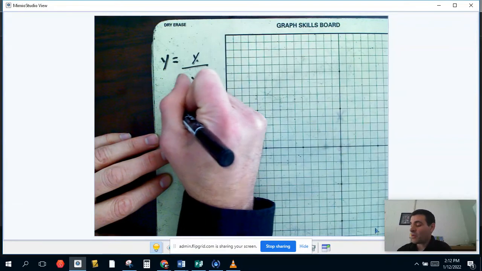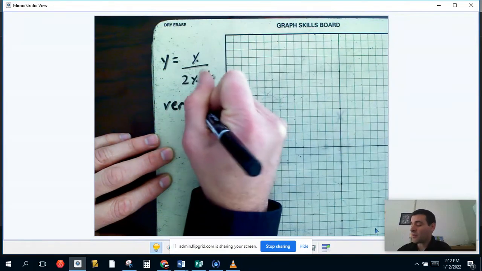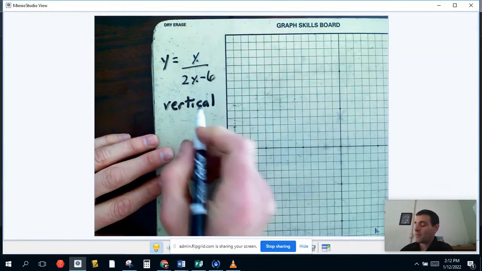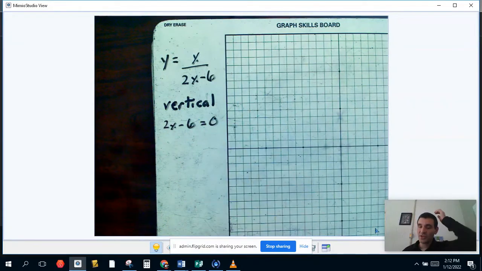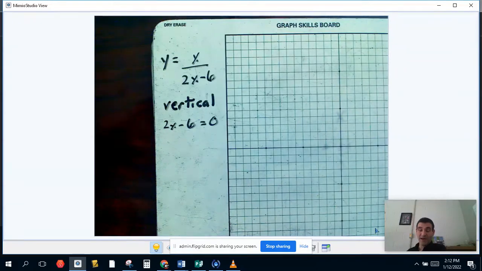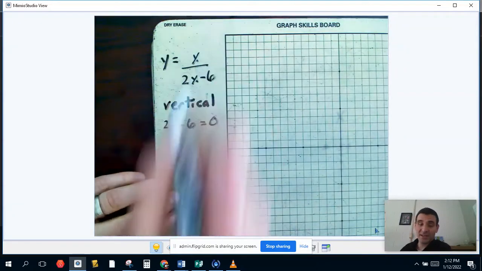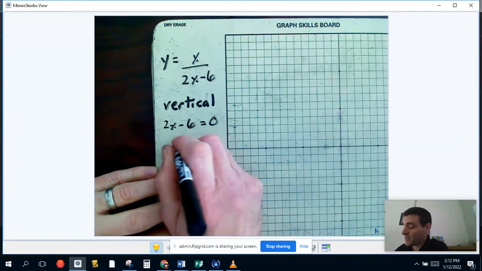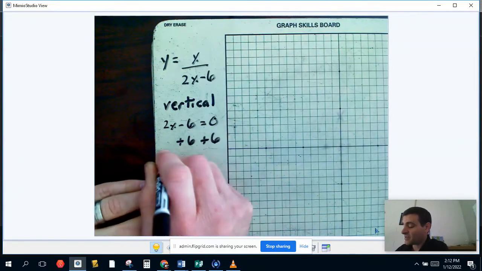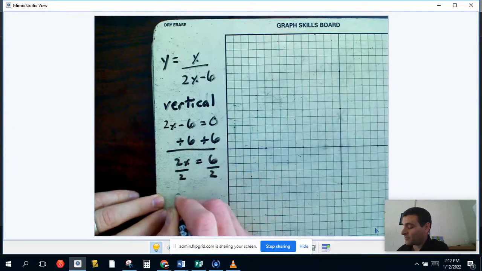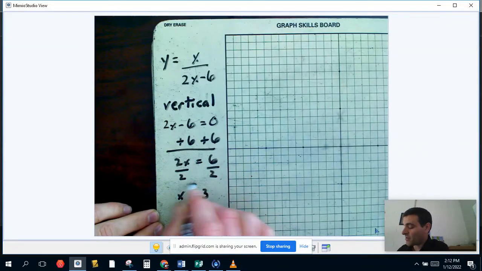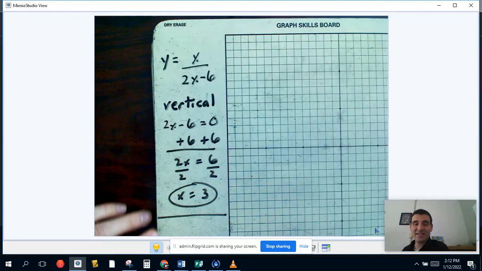So here we have a vertical asymptote, which is from a previous video. But the vertical asymptote is when the bottom is set equal to 0, as long as you make sure it's simplified first. You get all the canceled factors out of there. And here it doesn't simplify. So I've got 2x minus 6 equals 0. I add 6 to both sides and divide by 2. So my vertical asymptote is x equals 3.